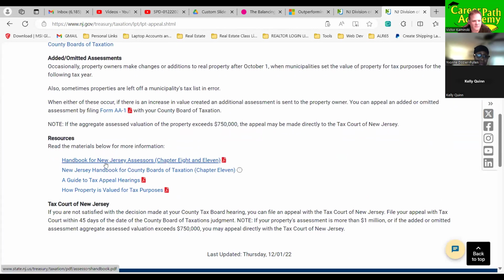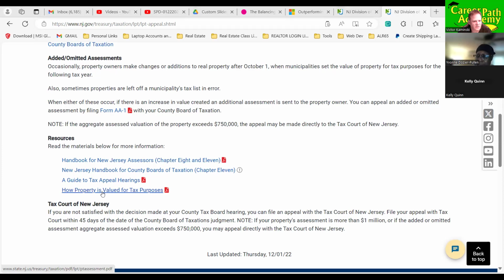Handbook for that. Let me see what the link is there. Assessor handbook, tax board handbook, guide to tax PT appeal. Okay, that's where it's located now. Treasury taxation PDF, LPT PT appeal. Okay, so they changed the link to it. Okay, a guide to tax appeal hearings and how property PT assessment.